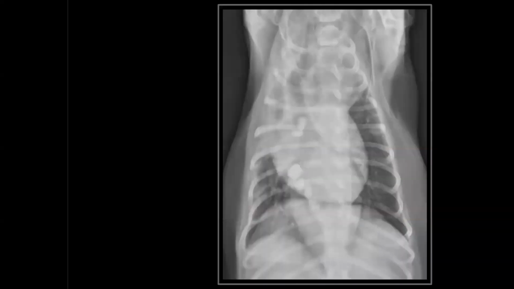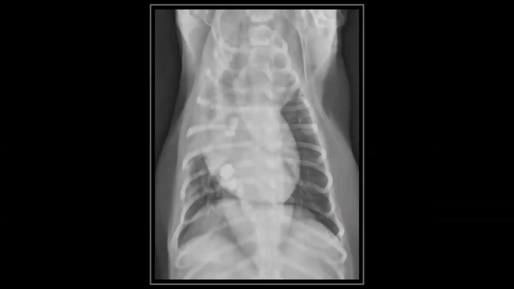This is the ventrodorsal projection of that same pet, and you can see that the stones have moved a little bit further down in the esophagus, and we still see widening of the esophagus here, but we also still see an alveolar pattern here in the right cranial lung.